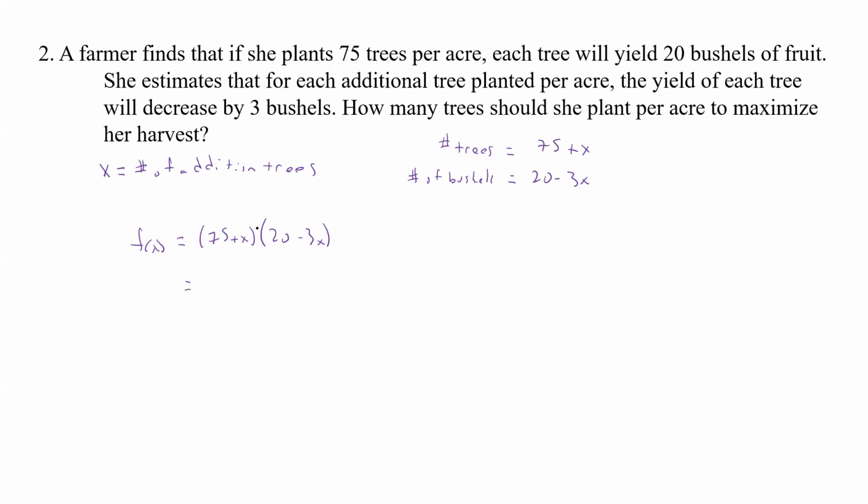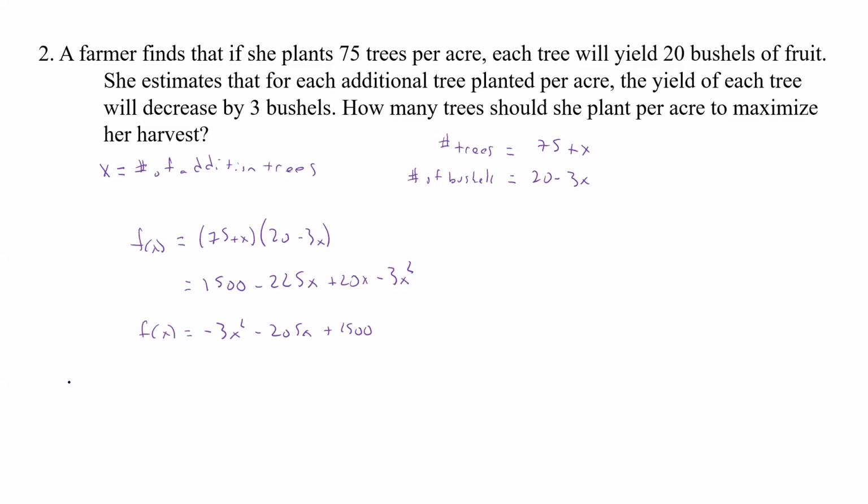All right, so 75 times 20 is going to be 1500. 75 times 3 is going to be minus 225x. 20 times x is plus 20x. X times that is going to give us minus 3x squared. Now, if we write it in standard form, decreasing powers, that's a minus 3x squared, subtract off 20, that's a minus 205x plus 1500. Now, that's going to be our function.